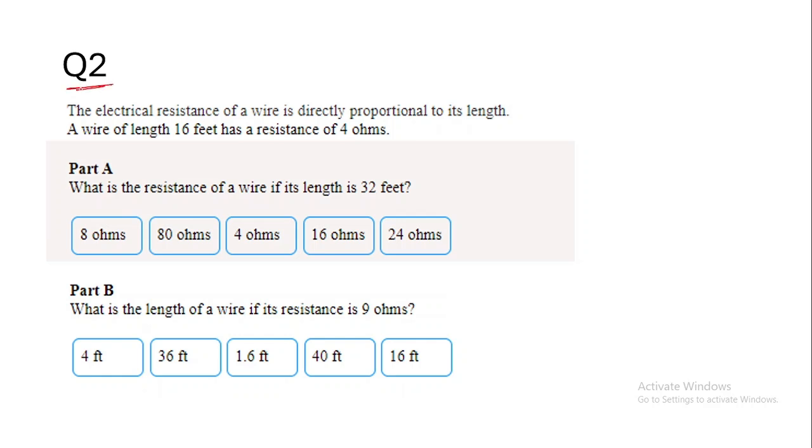Now the second question says the electrical resistance of a wire is directly proportional. Directly proportional, what does it mean? It means variation, okay, to its length. So we say that the electrical resistance, let's call this variable R, for the wire is directly proportional to its length, L. Okay? A wire of length 16 feet has a resistance of 4 ohm.